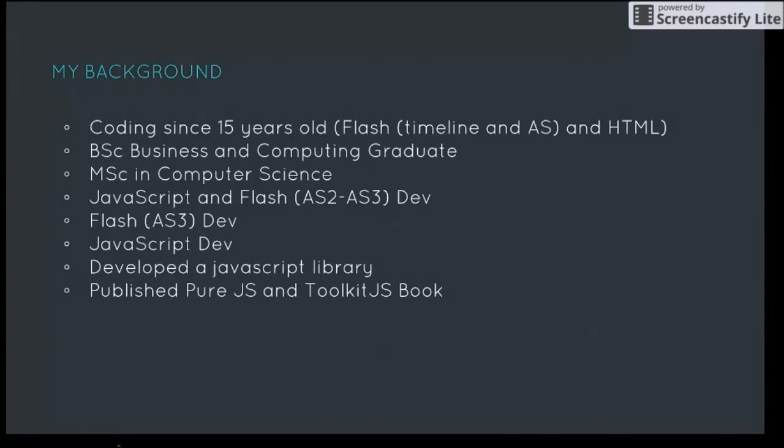So I wrote 2 books. One was for Toolkit JS Library. That was to help the team understand what it's all about and how it all works and how to use it. And the other one was called Pure JS, which was to help the ActionScript developers transition from Flash to JavaScript. Both of those books are on Google Play and also on Amazon Kindle, so you can check them out. I'll leave the links in the description.